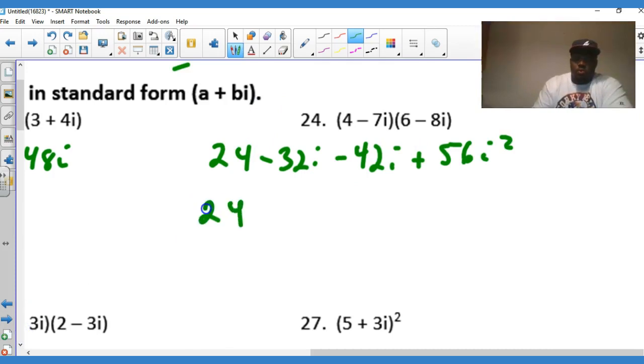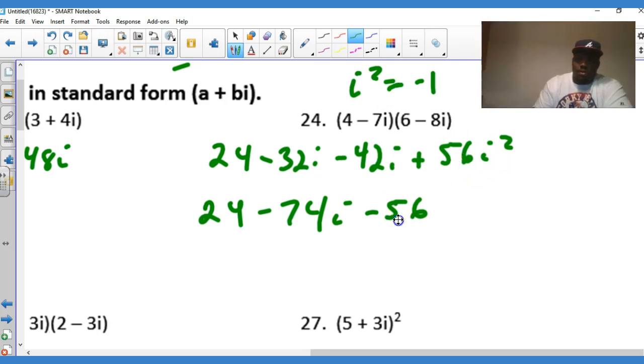Now we combine like terms: negative 32i minus 42i is negative 74i. Then we have 56i squared, and i squared equals negative 1, so that's negative 56. Now, combining like terms, we have 24 minus 56, which is negative 32, minus 74i. Final answer right there.